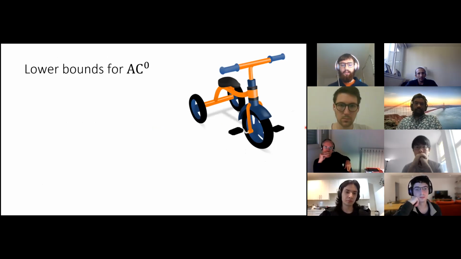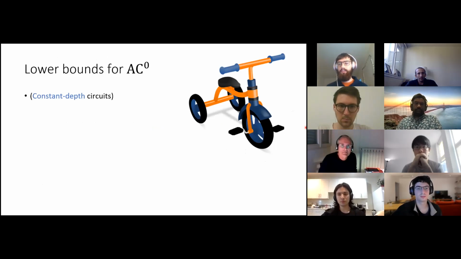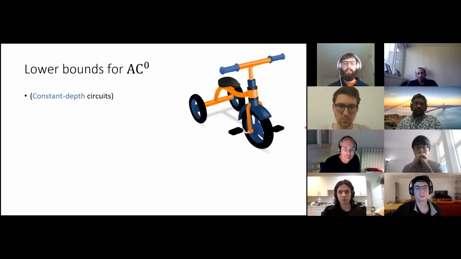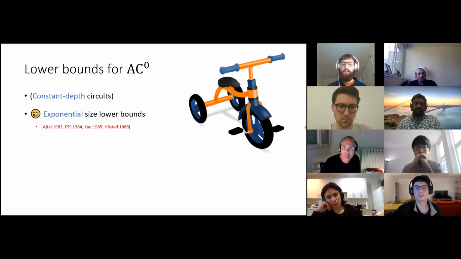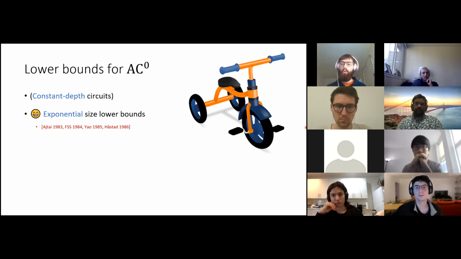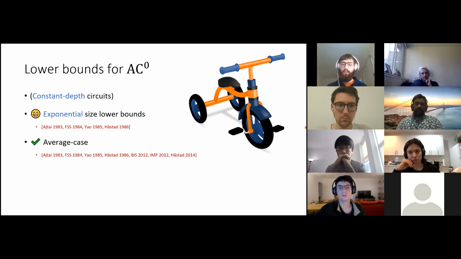So one example of a restricted circuit class would be AC0, constant depth circuits. And these circuits are understood quite well. Since the 80s, we've known exponential size lower bounds, even for just simple functions like the parity function. And we also have good lower bounds in a qualitative sense. The lower bounds from the 80s were already average case lower bounds, saying that an AC0 circuit can't even compute the parity function on average, on a good fraction of inputs. And the average case lower bounds were also refined a little more recently.